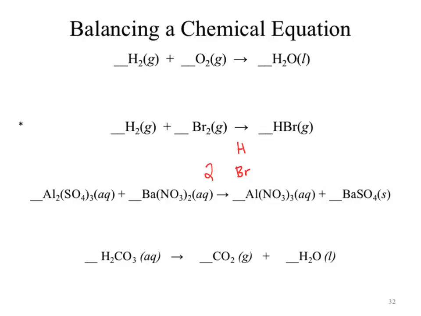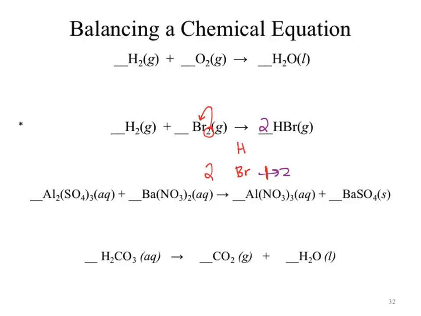Two. The subscript applies forward to what's directly in front of it, and we have two bromines. Make sense? On the right, how much do we have? One. Does two equal one? No. So what do we need to do? I need a second HBr. I can do that by putting the two in front.